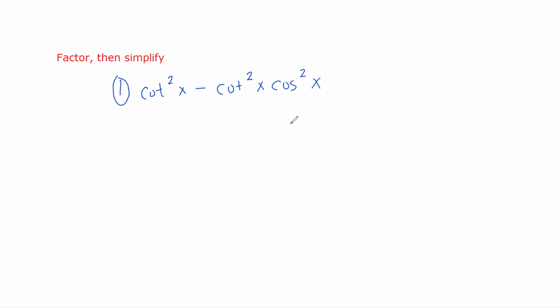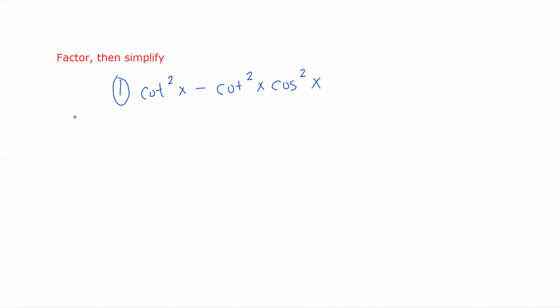All right, here is number 1. Cotangent squared of x minus cotangent squared of x cosine squared of x. Well, this clue in the direction is very nice. It does say to factor.